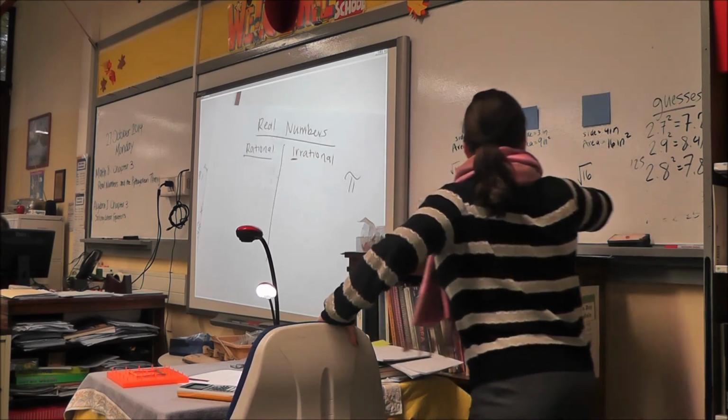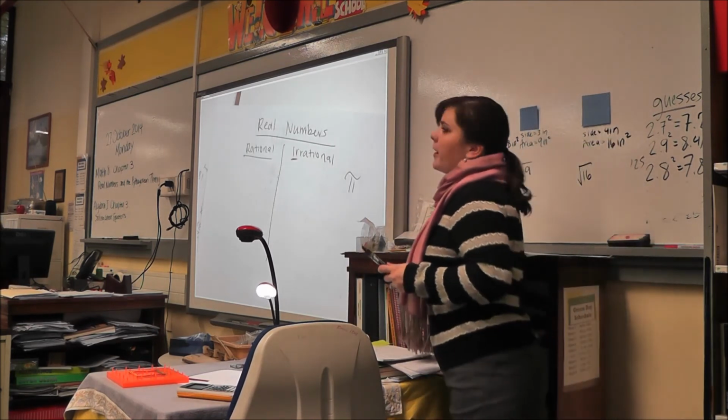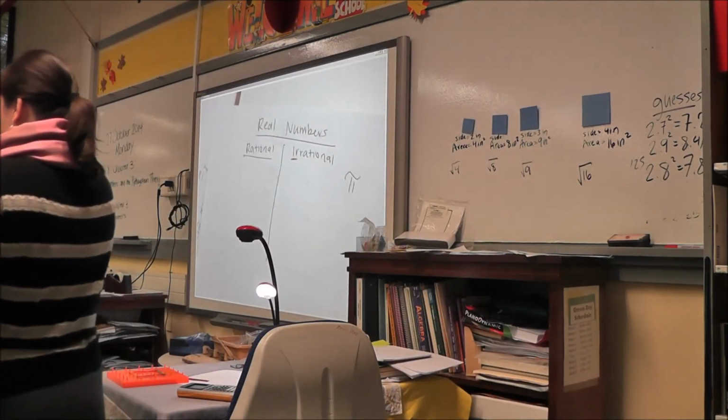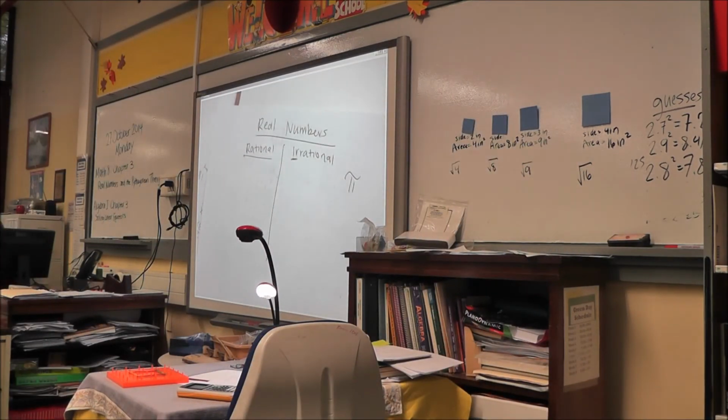Okay, now what do we notice about these numbers? 16, 9, 4. What are those numbers called? It's in your book. It's a vocab word. Rogan?